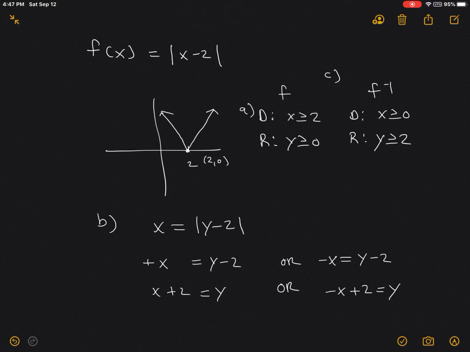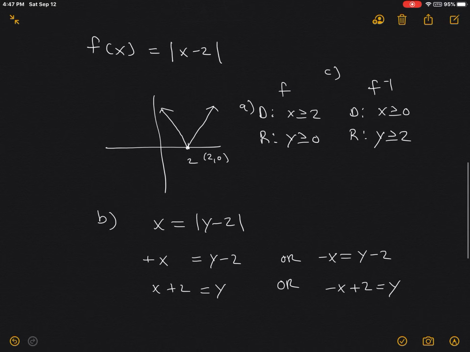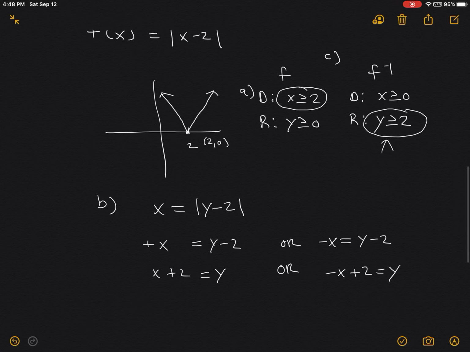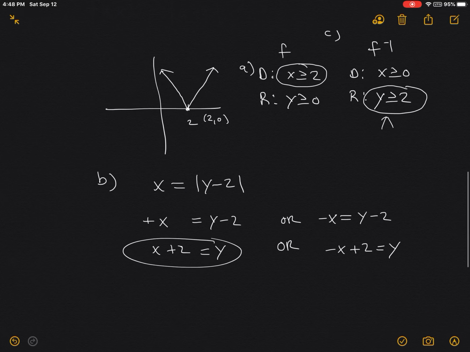Now, at this point, you have a choice of deciding which one of these equations to use. The way you determine that is you take a look at your domain right here. The domain of my original function is x greater than or equal to 2, which means the range of my f inverse is y greater than or equal to 2. And so if y is greater than or equal to 2, between these two, I'm going to pick this equation, because this is going to make my y bigger than or equal to 2, assuming that x is greater than or equal to 2. All right, so this is my f inverse.